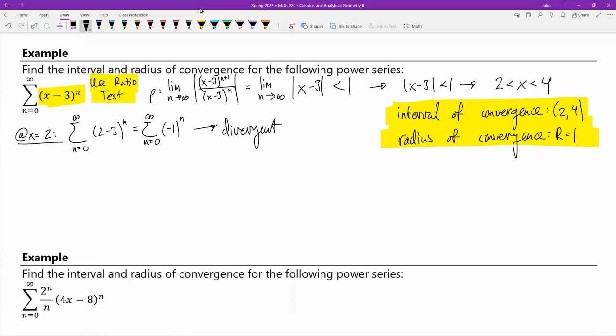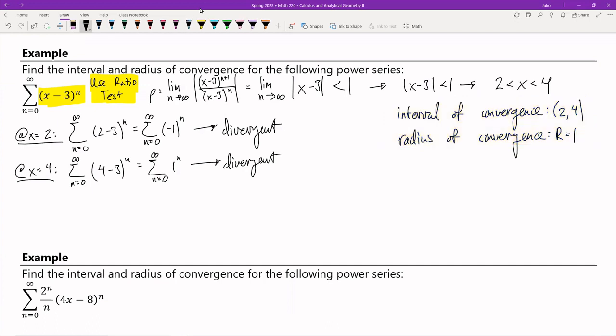Okay, let me look at x equal 4. The sum from n equals 0 to infinity of (4 minus 3) to the n. This is going to be 1 to the n. 1 to any power is just going to be 1. So this is just going to be 1 plus 1 plus 1 plus 1 plus 1. Divergent.